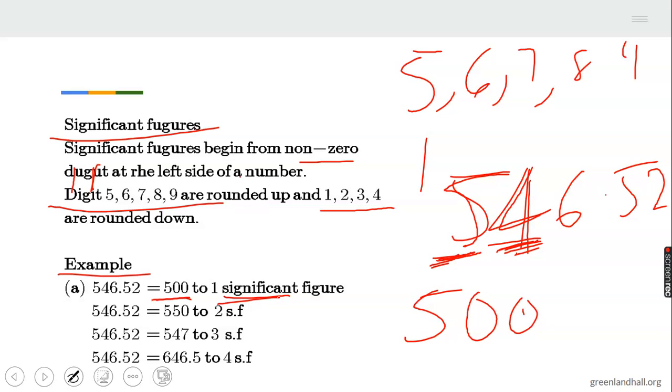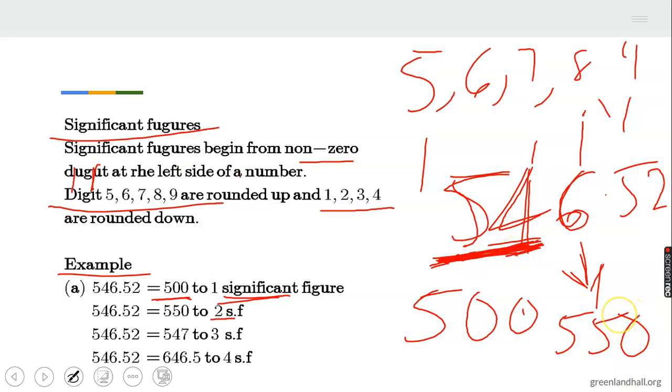If to two significant figures, like what we have here, that means you count the first two numbers, 1, 2. But before you conclude, look at the third number. Are you to round up or round down? Now, this one is more than 4. That means you round up. You turn it to 1 and you add the 1 to 4, which will be 55. Now, every number after these two numbers becomes 0. That is why you have 550 to two significant figures. Significant figures start from non-zero. That is why we have 55.